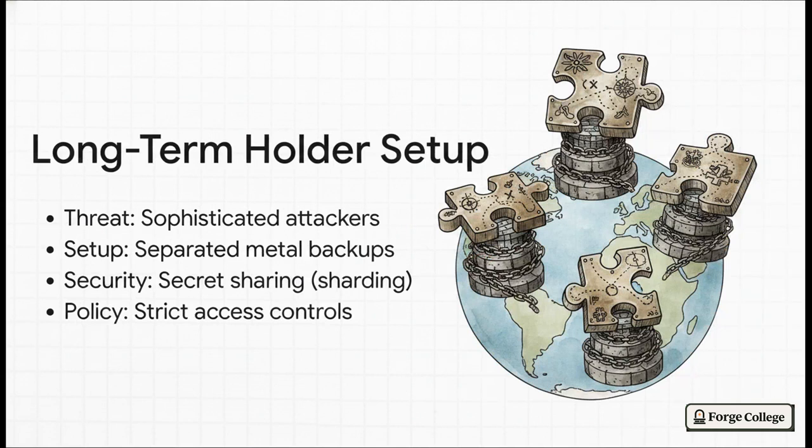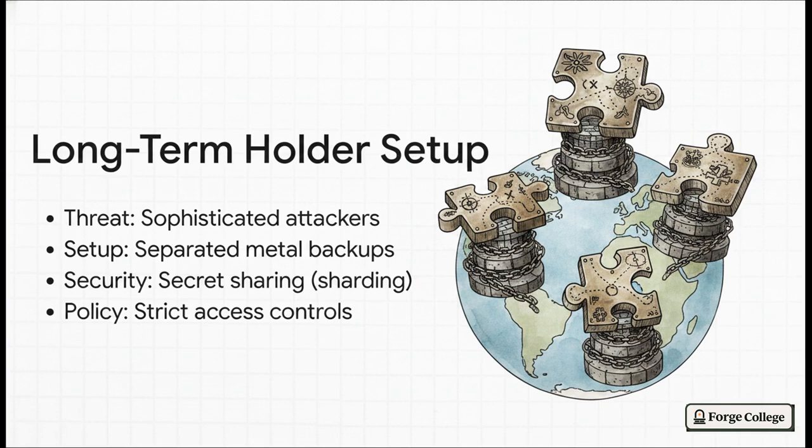And finally, we have Scenario C, the long-term holder with high value. Here, we're worried about sophisticated attacks and major natural disasters. This requires a highly hardened approach. We are talking 2 to 3 geographically separated metal backups. You might even use secret sharing, which is also known as sharding.